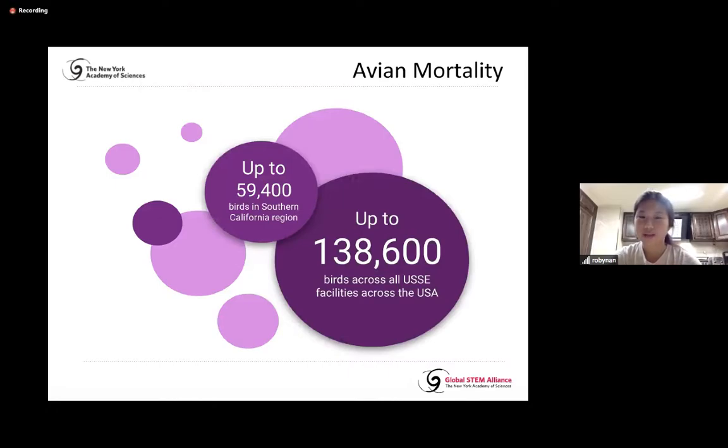The estimated annual USSE-related avian mortality is between 59,400 and 60,200 birds in the Southern California region, which is extrapolated to be between 37,800 and 138,600 birds for all USSE facilities across the United States that are either installed or under construction. Could you move to the next slide?